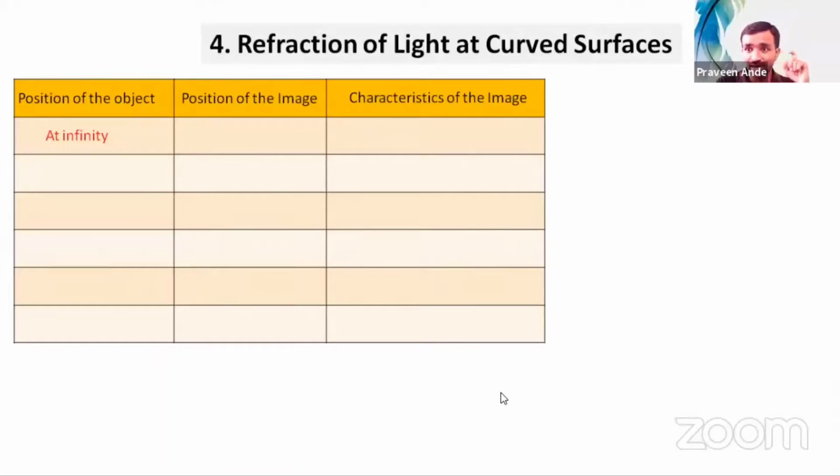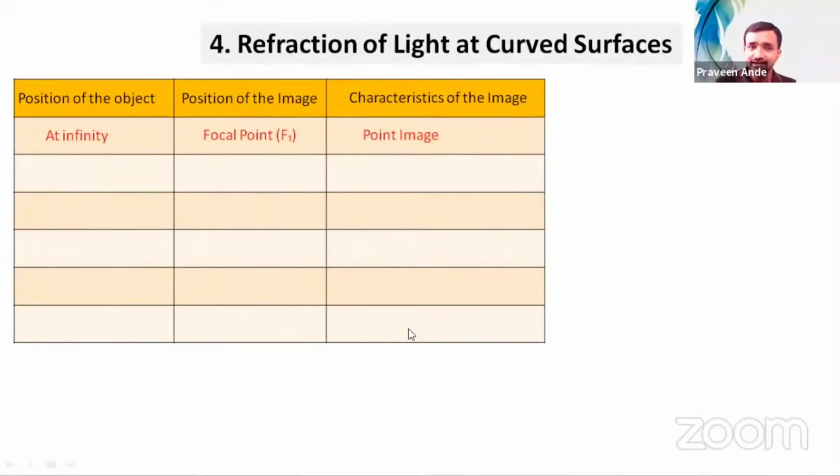Here we considered a parallel beam of light rays, and they are all together converging at a common point called the focus. So the image is formed at the focal point. That is the position of the image. Then what are the characteristics we write there? The size of the image is point size. It is real, but you are unable to say whether it is inverted or erect. Right? Point size. So that you can write as the characteristics.